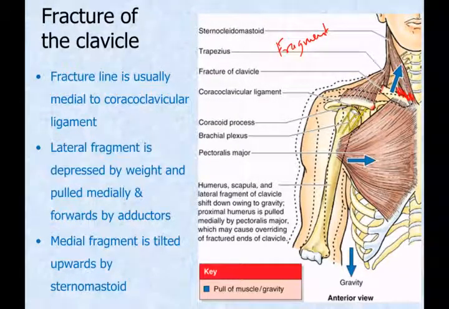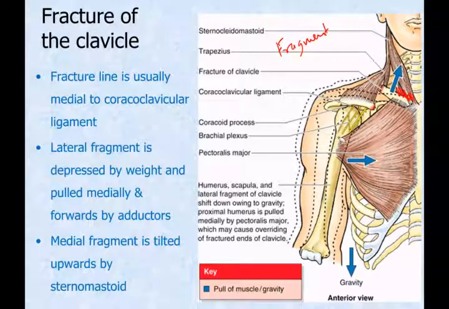Remember this point. In the standing position, the trapezius fails to pull it up. Why? Because the weight of the upper limb is too much. Therefore, what happens is the distal fragment drops, as you can see here. Distal fragment drops, creating a gap between the broken ends of the medial and the lateral fragments.